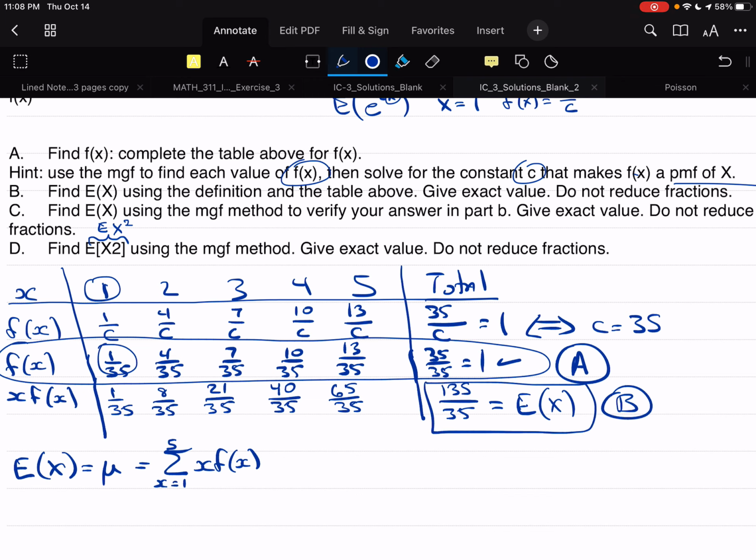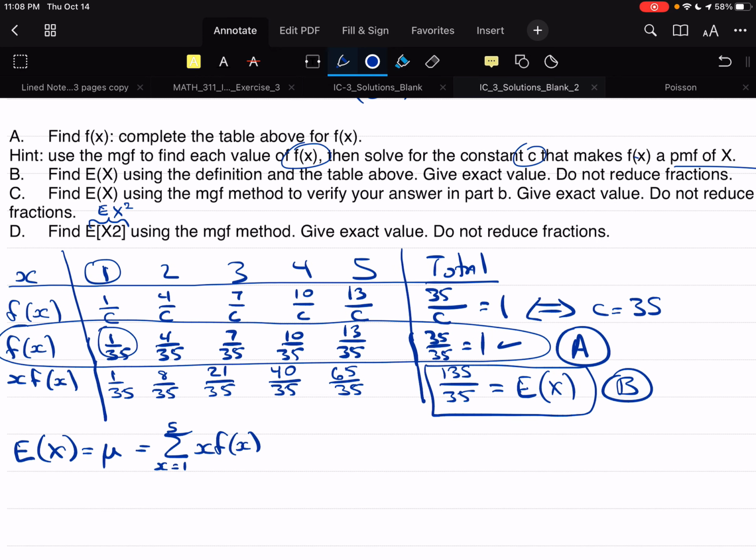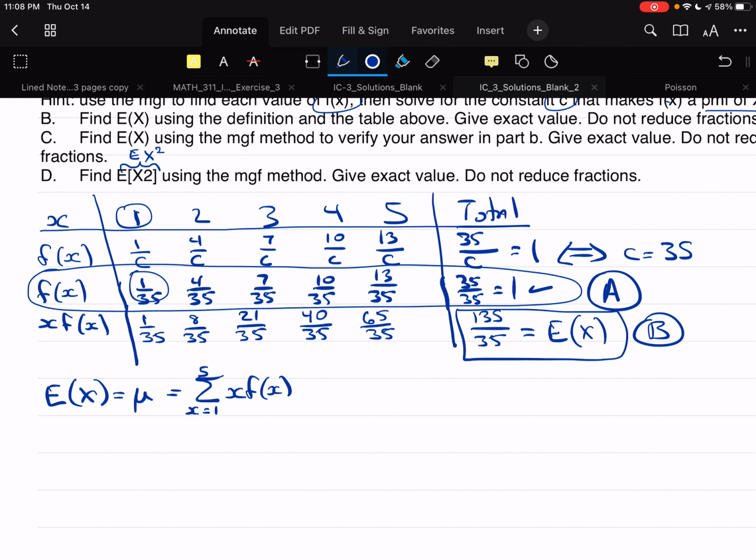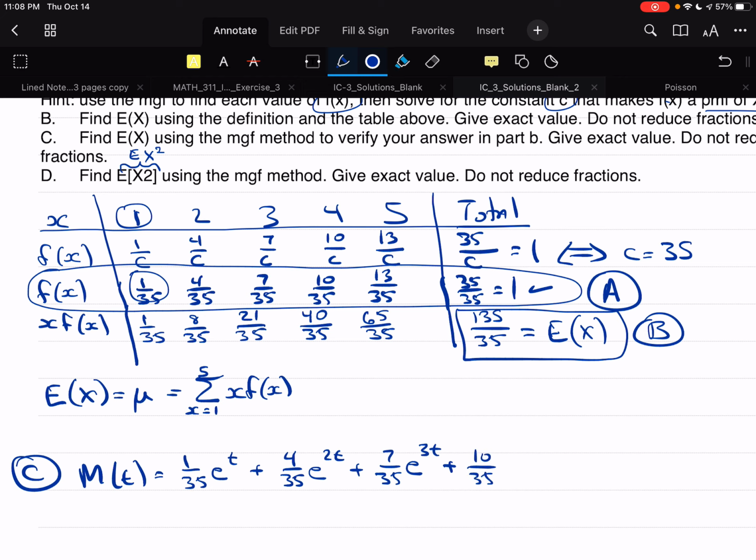Now I say, use the MGF method to verify my answer from part B. Give the exact value, do not reduce the fraction. Okay. So the MGF method, I have M of t is equal to 1 over 35 e to the t plus 4 over 35 e to the 2t plus 7 over 35 e to the 3t plus 10 over 35 e to the 4t plus 13 over 35 e to the 5t, where t is in the real numbers.